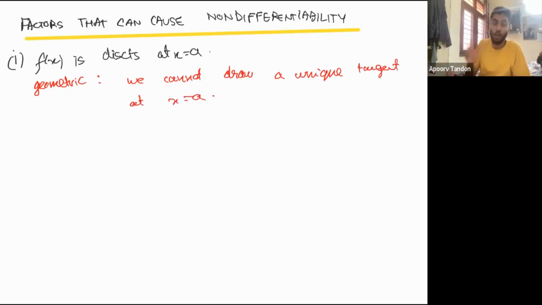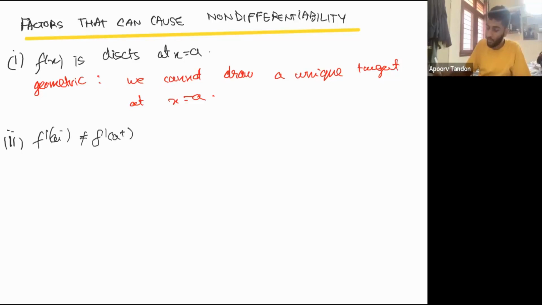ग्राफ अगर दो अलग अलग हिस्सों में बट गया है किसी पॉइंट पे, तो उन दो हिस्सों में हम एक टैंजेंट नहीं ड्रॉ कर पाएंगे, तो इसलिए फंक्शन डिफरेंशिएबल नहीं होता ऐसे पॉइंट्स पे। दूसरा फीचर जो हम देखते हैं नॉन डिफरेंशिएबिलिटी प्रूव करने के लिए, वो होता है the inequality, the fact that the left hand and the right hand derivatives are unequal, right?